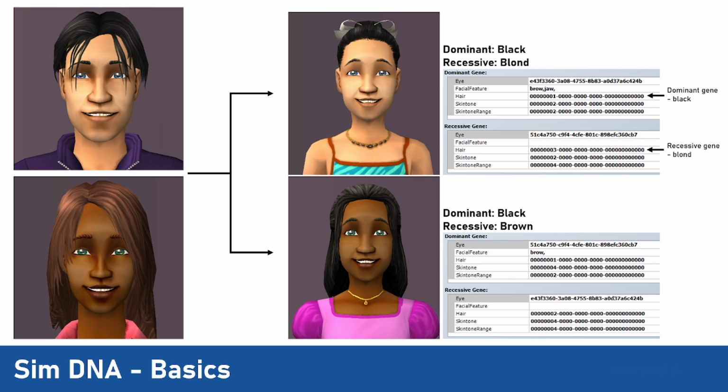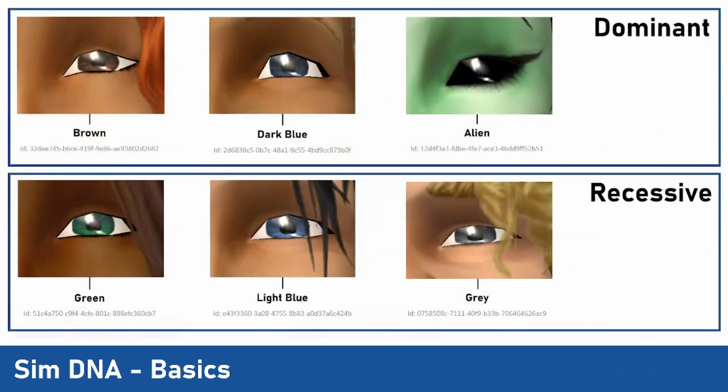And when the baby receives two genes of the same type, either two dominant or two recessive, the game randomizes which to assign as the dominant one. The other one will be saved as recessive. The exact same logic is used for eye colors, with the dominant genes being brown, dark blue, and alien, while the recessive ones are green, light blue, and gray.